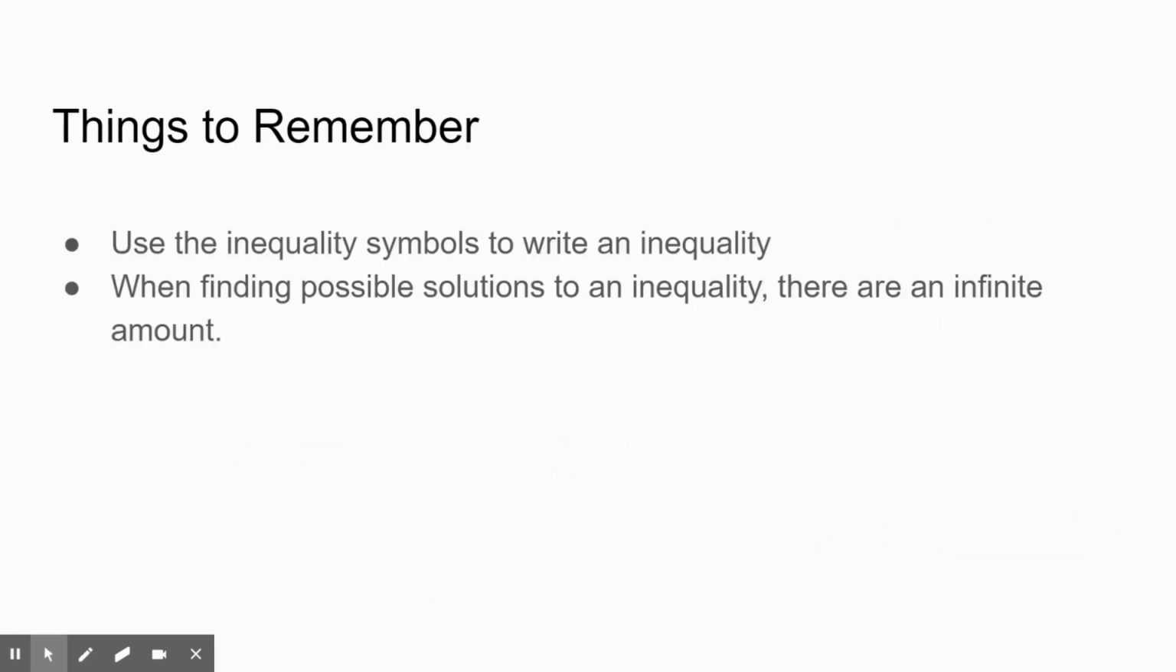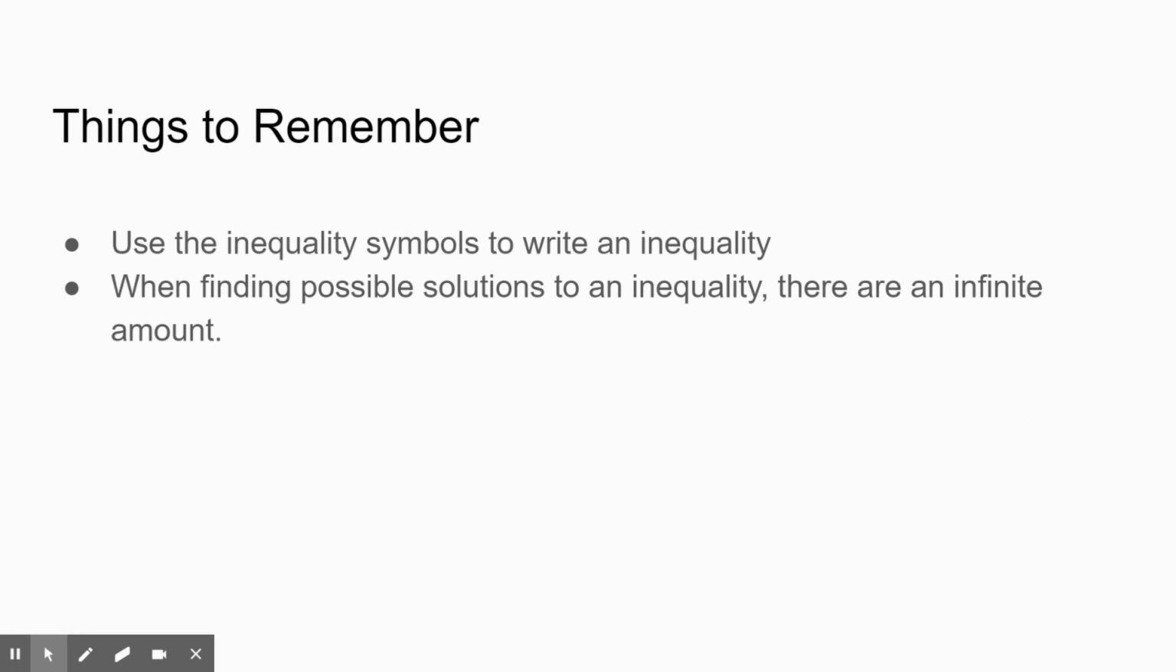So, things to remember about this video. Use the inequality symbols to write an inequality. There are 5 of them. You just have to figure out which one you need to use, and sometimes that can be a little bit tricky. And when you're finding possible solutions to an inequality, remember that there are an infinite number. Sometimes the problem will only give you a few to choose from. That's what we saw in example 2, and you're going to see in the suggested practice problems. But really, in the grand scheme of things, there is an infinite number of answers as long as it's matching that thing.